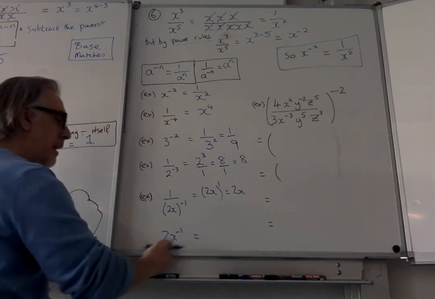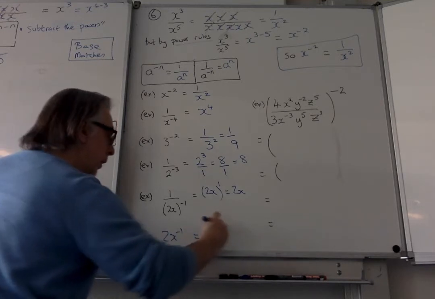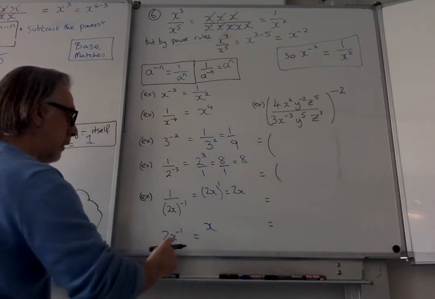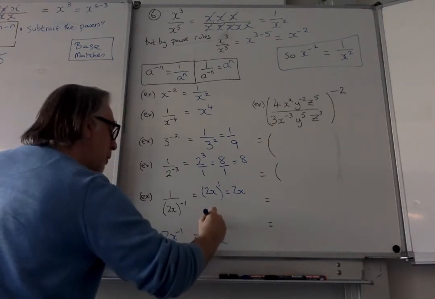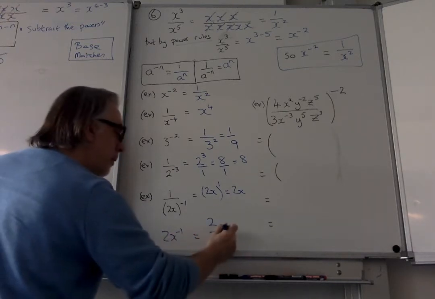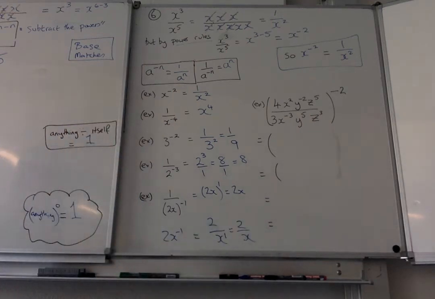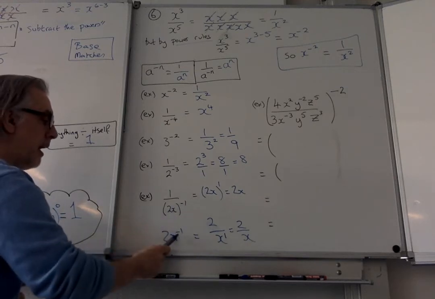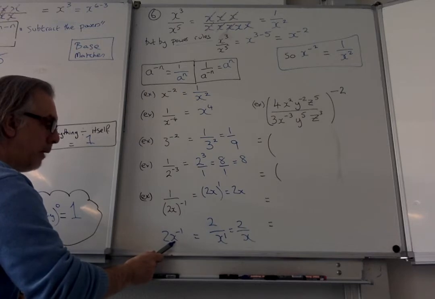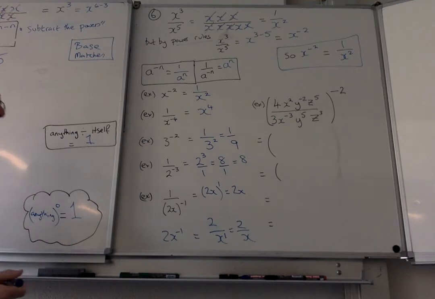If it looked like this, it would mean what you've really done is the x becomes the reciprocal, so it's gone to the bottom. But the 2 is still there, and this minus 1 has become the power 1, and so it's 2 over x. Here, because of the parentheses, the power is acting on both of them. Here, there is no parentheses, and the power is acting only on this first base. This is the base. Here, the whole thing, 2x, is the base.